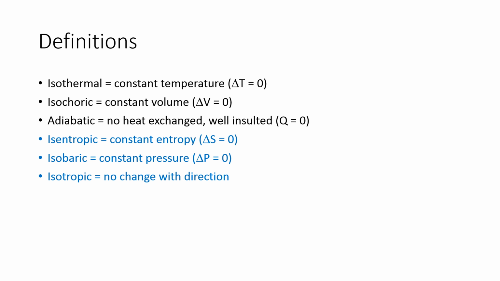Okay, so just a couple definitions. Isothermal, constant temperature. Isochoric is a constant volume. Adiabatic means no heat is exchanged, so we also say well insulated. Isentropic means that the entropy doesn't change. S is the symbol we use for entropy. Isobaric, that is pressure does not change. And then isotropic is no change with direction. A lot of isos there, meaning the same, and the thing that comes after it is what is being held constant.